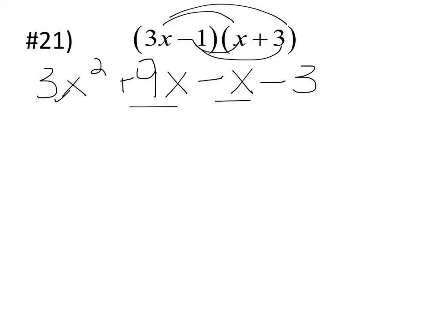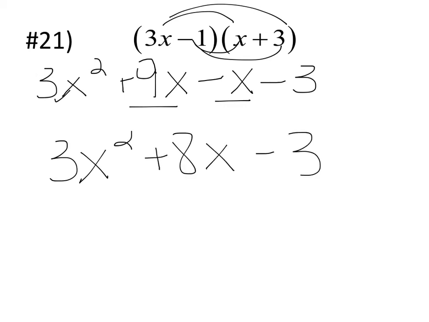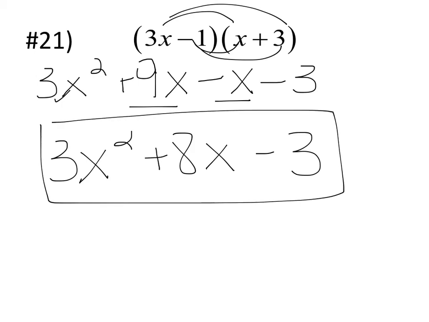Combine your like terms, should be your two middle terms. Bring down your 3x squared. 9x minus x is just 8x. Bring down your minus 3. And there's your final answer.